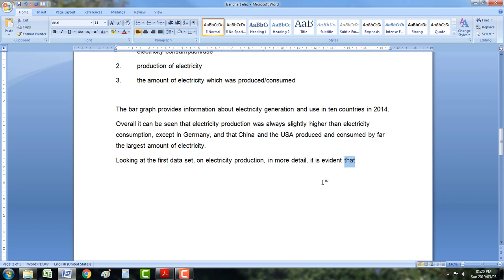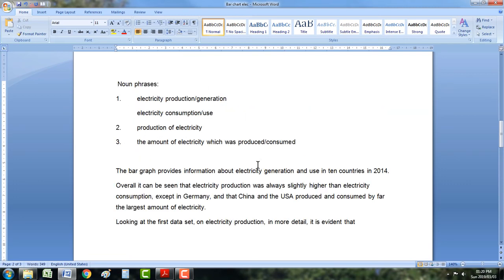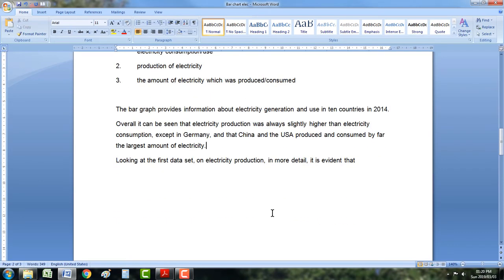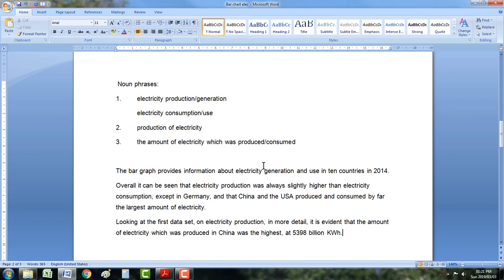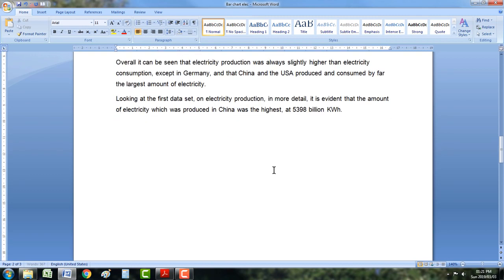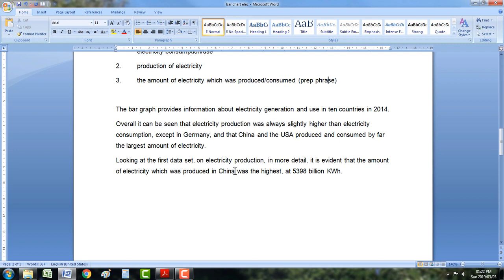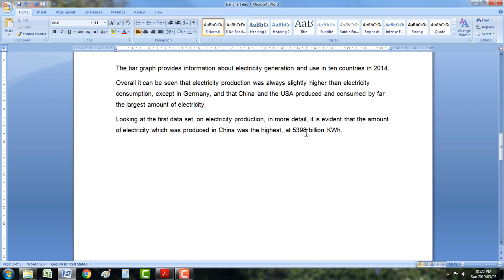Alright, so there is our that, and now we're going to come in with one of our noun phrases. So let's use the big one. Start off nicely. The amount of electricity which was produced in China. So there's our preposition. The preposition, remember, goes after the subject of the sentence, was the highest. There's the main verb, and there is our X at that. Alright, we've done that kind of sentence before. It's very common, you want to learn and do it exactly this way. Subject, preposition phrase, main verb, X, and then some numbers. Learn how to do it exactly like that.